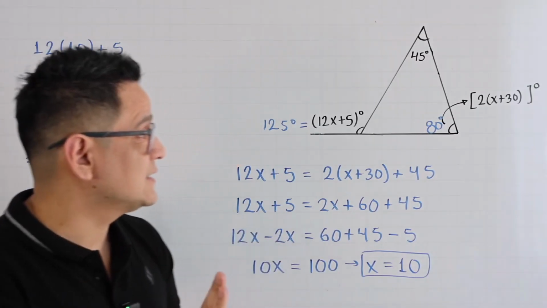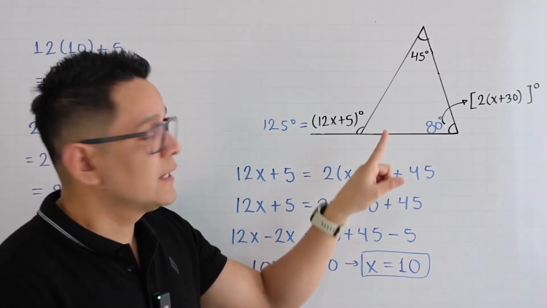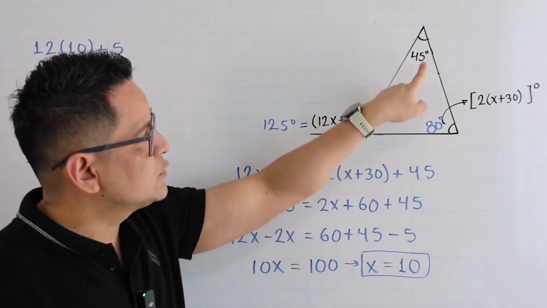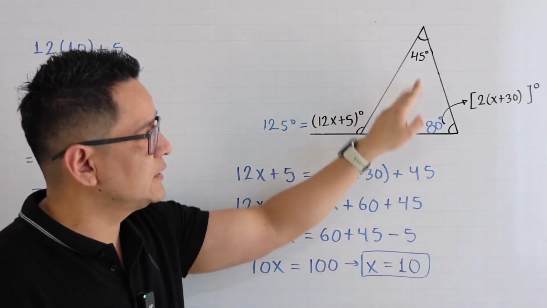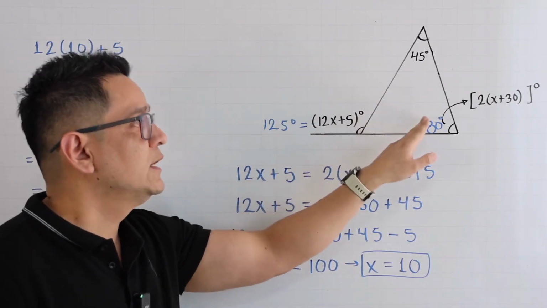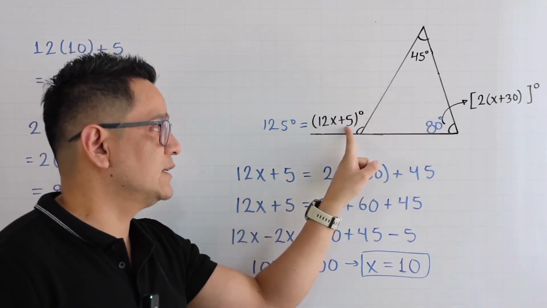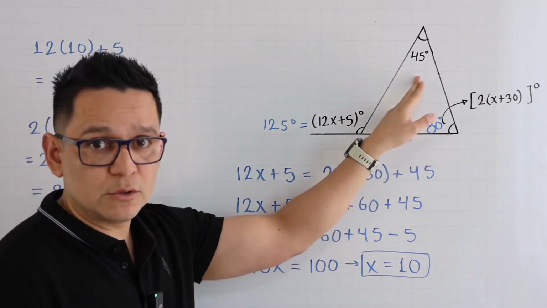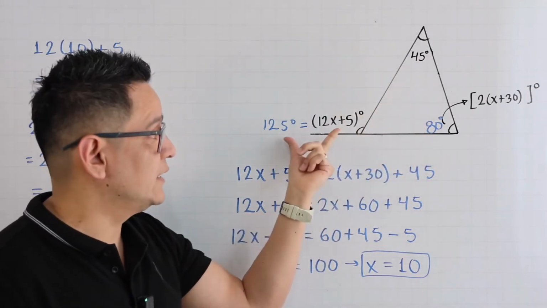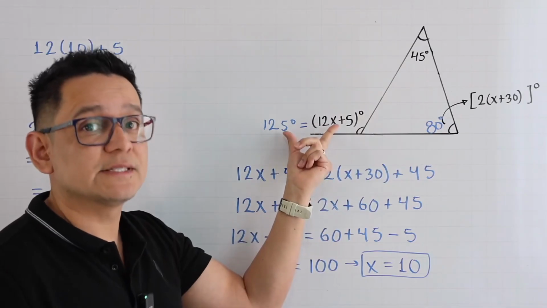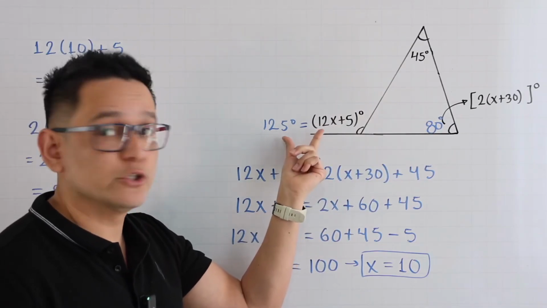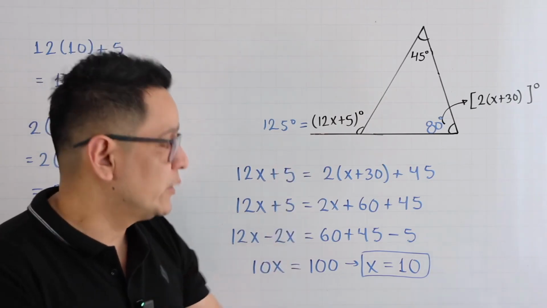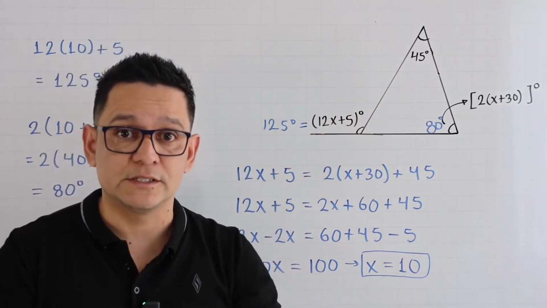Look. Before moving on to the next exercise, I want you to notice that we're sure we did it right for the following reason. Because if we add 45 plus 80, which are these two interior angles that are not adjacent to this exterior angle, we get 125. And that has to give me the same as this one over here, right? So that means I did it correctly, because here we also got 125. So that means everything is correct. Well, now let's move on to the last exercise.